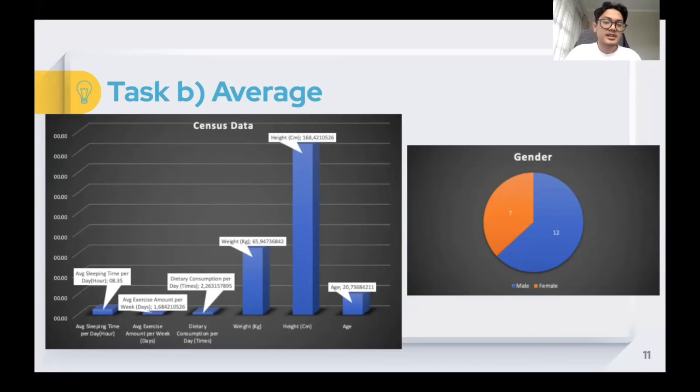And then the weight is 65.9 kilograms, or maybe 66 rounded up. And the average height is 168. And the average age for the members of the class is 20, or maybe 21. And for gender, since it can be quantified, we decided to use a pie chart to represent the data, with two sections representing the two genders found in the census, with the orange one with 7 members being female and the blue section of 12 members being the male members of the class.